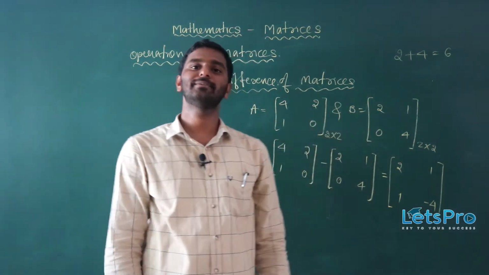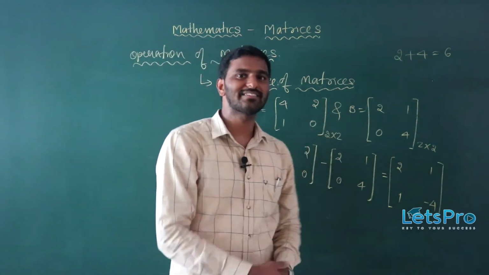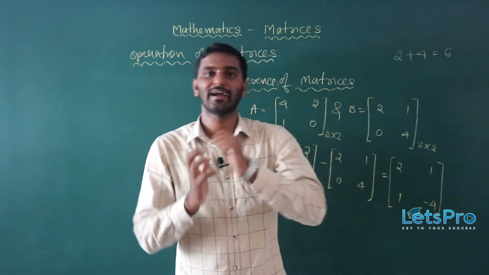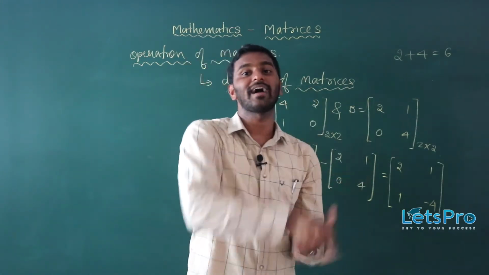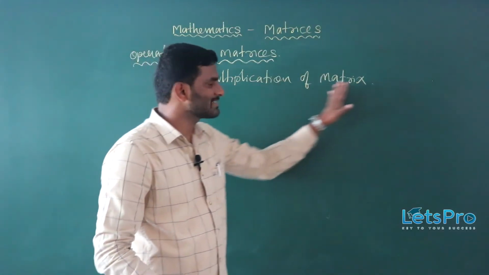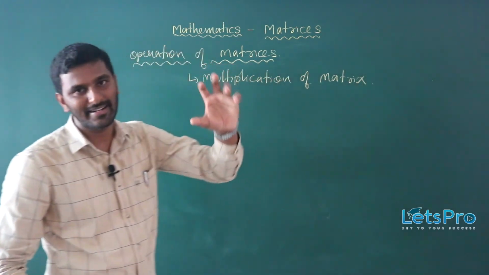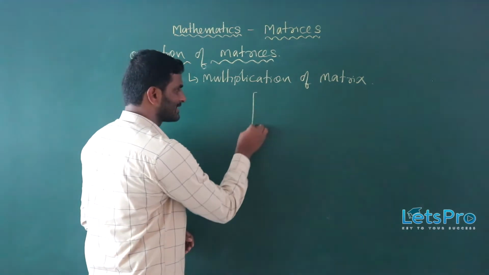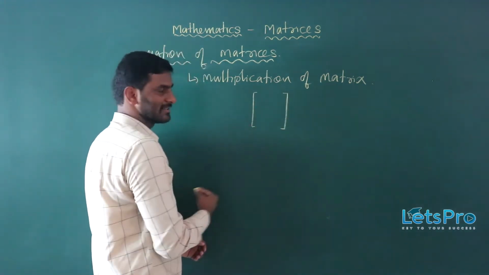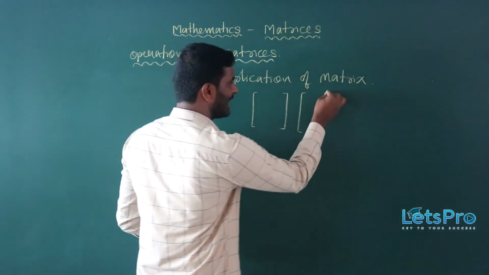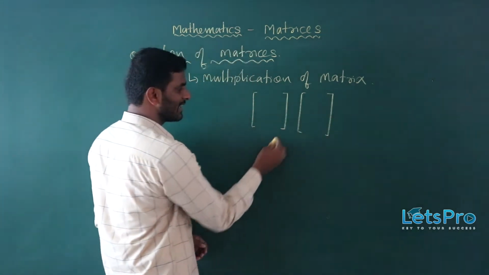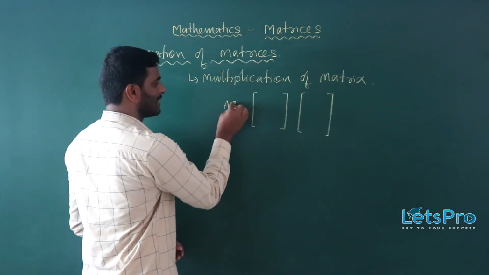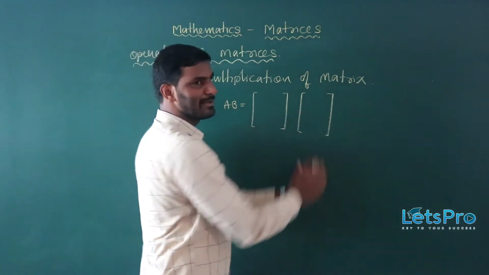Next we'll move on to the multiplication of matrices. Multiplication of matrices is totally different compared to addition and subtraction. It's very simple. When you are multiplying two matrices, there is a first matrix and a second matrix. Let us say here they are A and B. We are multiplying the A matrix with the B matrix.